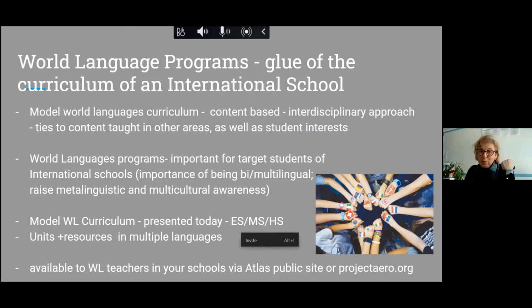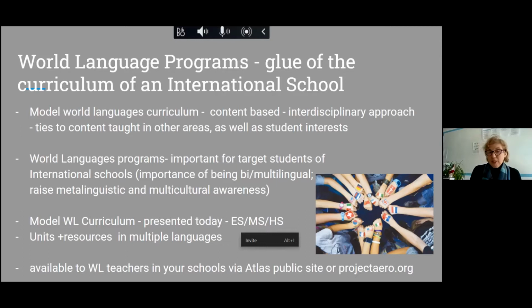Okay, and I will finish by saying that as passionate language teachers from around the world, we like to look at the World Language Program as the glue to the curriculum of an international school. I want to wrap by saying that our model World Language Curriculum is content-based as well as conceptual. It has an interdisciplinary approach. It ties content taught in other areas as well as students' interests. And it is really important for the international schools because it is important for the target students in our schools.